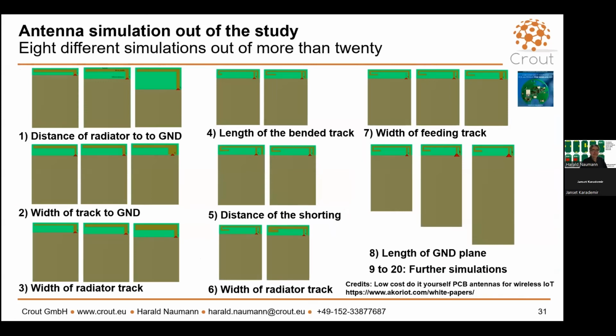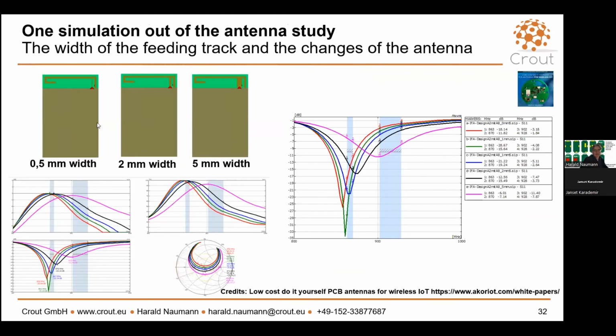Then I gave the order to my team to simulate. For example, here we changed the distance between the radiator and the ground plane. Here we changed the width of the track to ground. We changed here the length of the PCB. So we changed a lot of things. In the end, we changed 20 different things and showed in the study what will happen if you change something. This is only one out of it.